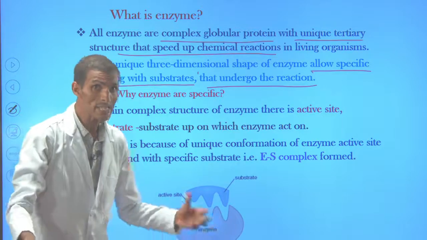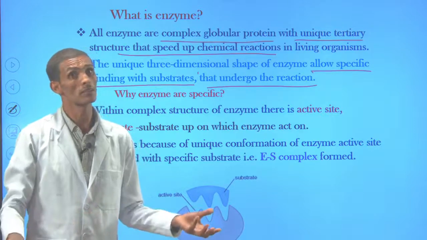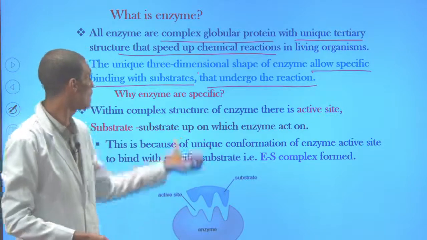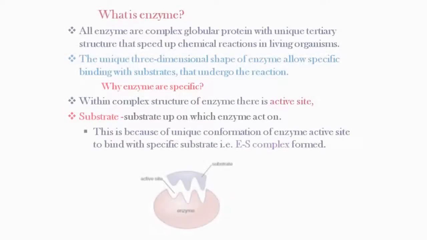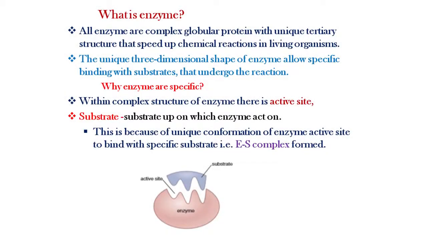So, why is an enzyme specific? What do you think are the factors that make enzymes specific? Well, within the complex structure of an enzyme, there is an active site. The three-dimensional structure of the active site allows the enzyme to bind specifically to specific substrates. So, what makes an enzyme specifically catalyze a specific chemical reaction is the shape of the active site.